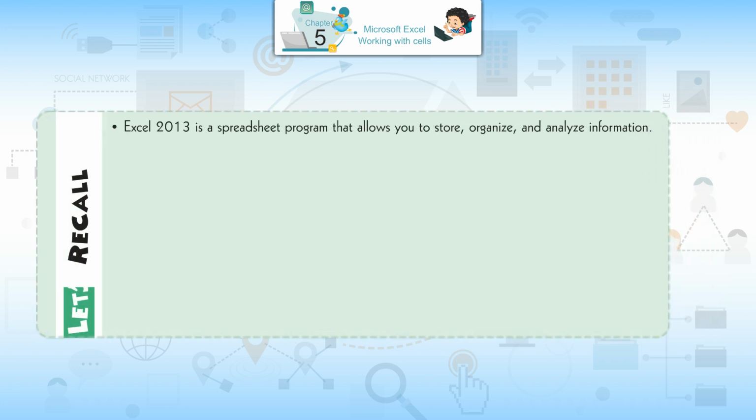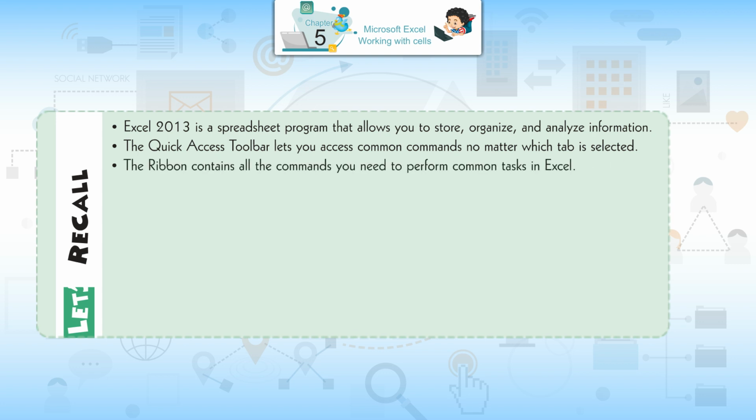Let's recall. Excel 2013 is a spreadsheet program that allows you to store, organize, and analyze information. The Quick Access toolbar lets you access common commands no matter which tab is selected. The ribbon contains all the commands you need to perform common tasks in Excel. The name box displays the location or name of a selected cell.